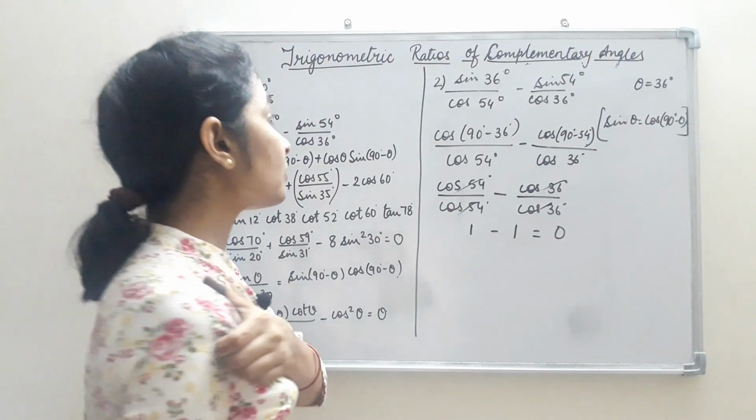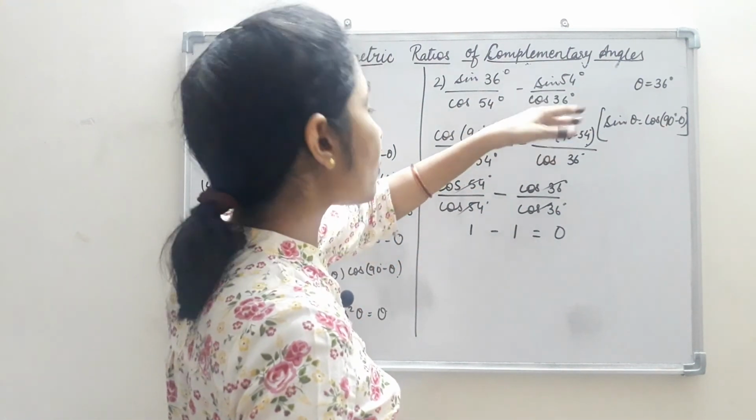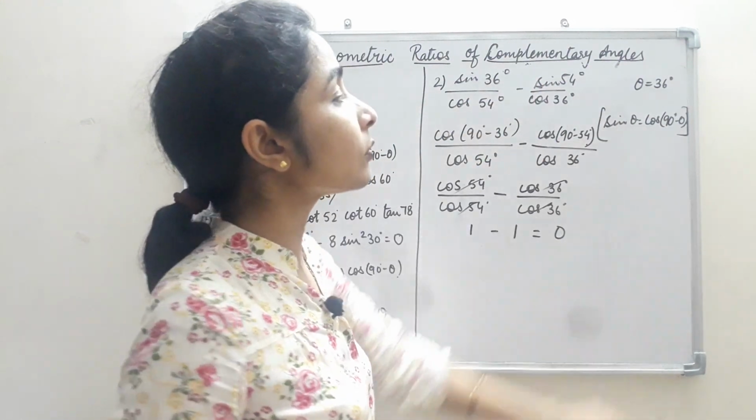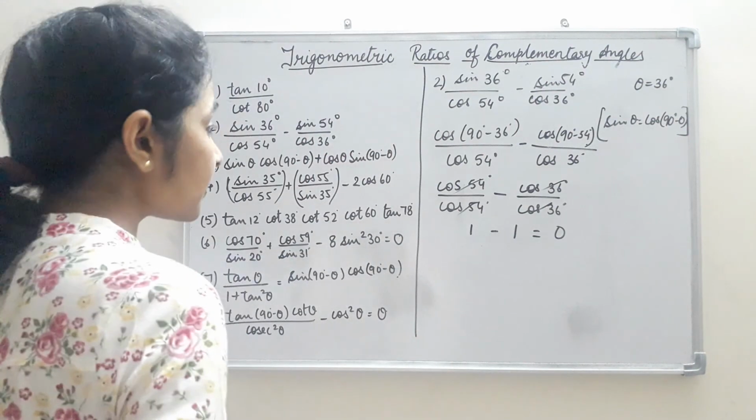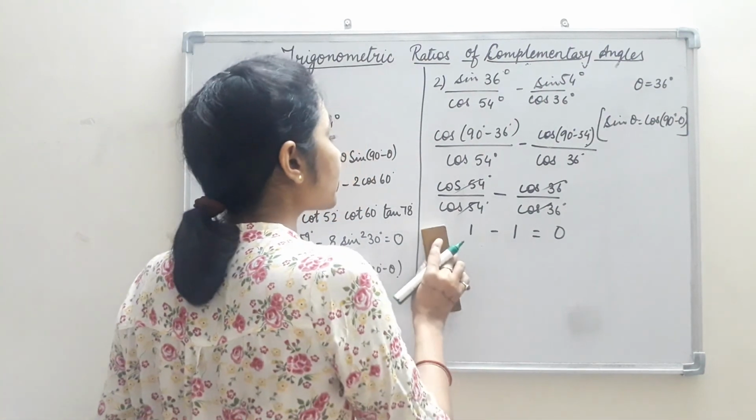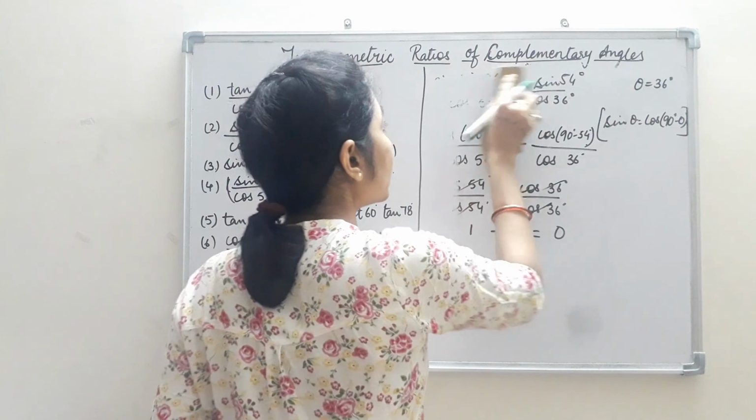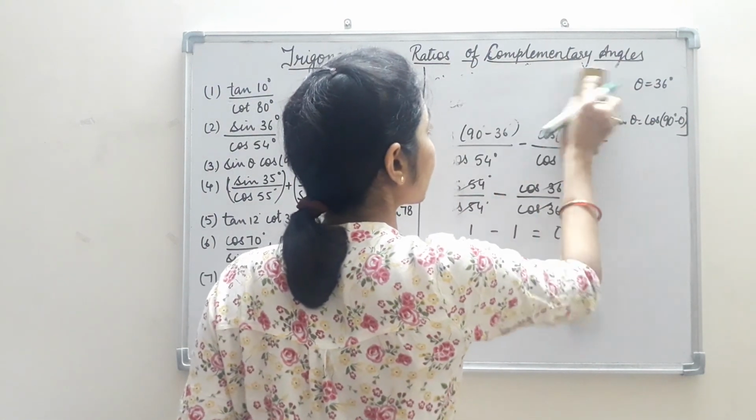So like this it goes. If you want to change cos, you can change it, but then again we will need to write the identity, so it's better that we change any one. I have changed sine in both the cases. Now let us see the next question.